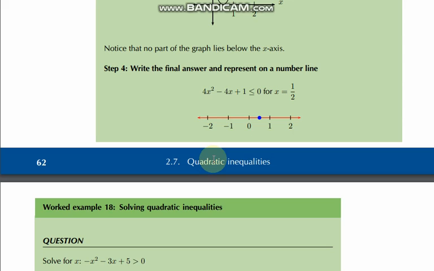So our final solution would say that for f of x equals 4x squared minus 4x plus 1 less than or equal to 0, there's no point where it's less than 0, but at x equal to a half, our function is equal to 0. So that's really going to be your solution: the point where the function is equal to 0, which is right there.